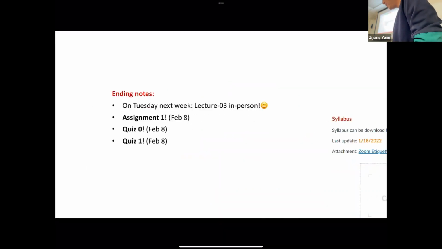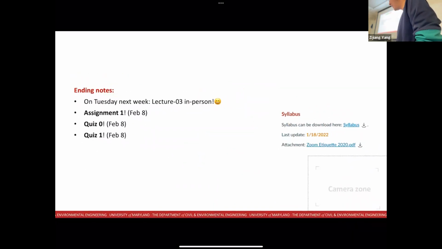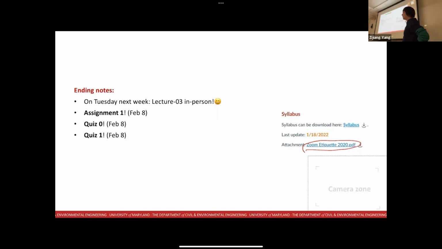So for the ending notes, you guys may start doing CRISP-1, and for CRISP-1, you may use this file. This file is under the syllabus. So you guys may take a look at this file first before taking CRISP-1 or CRISP-0. And that's it.